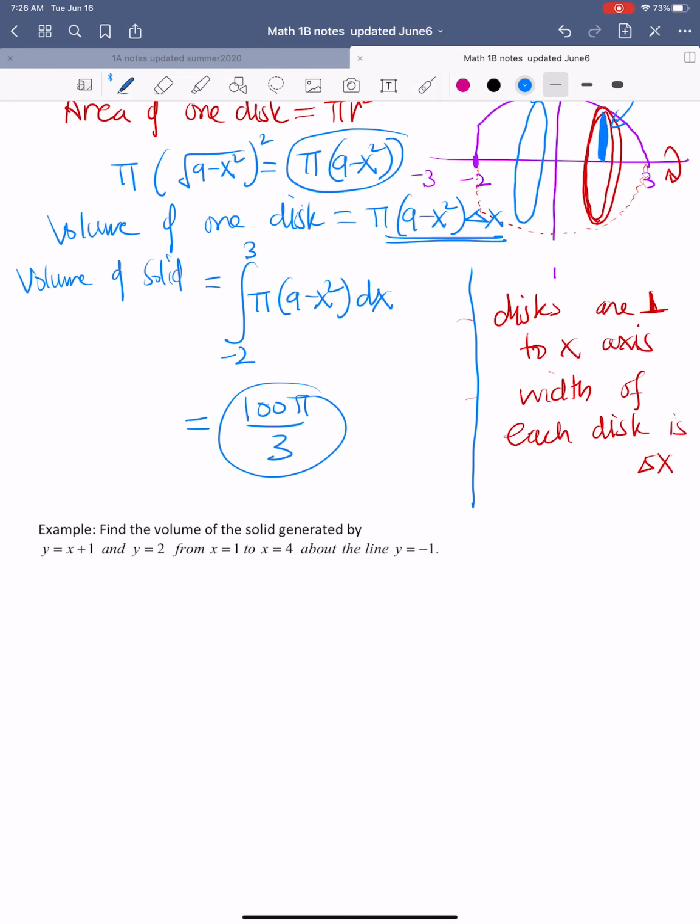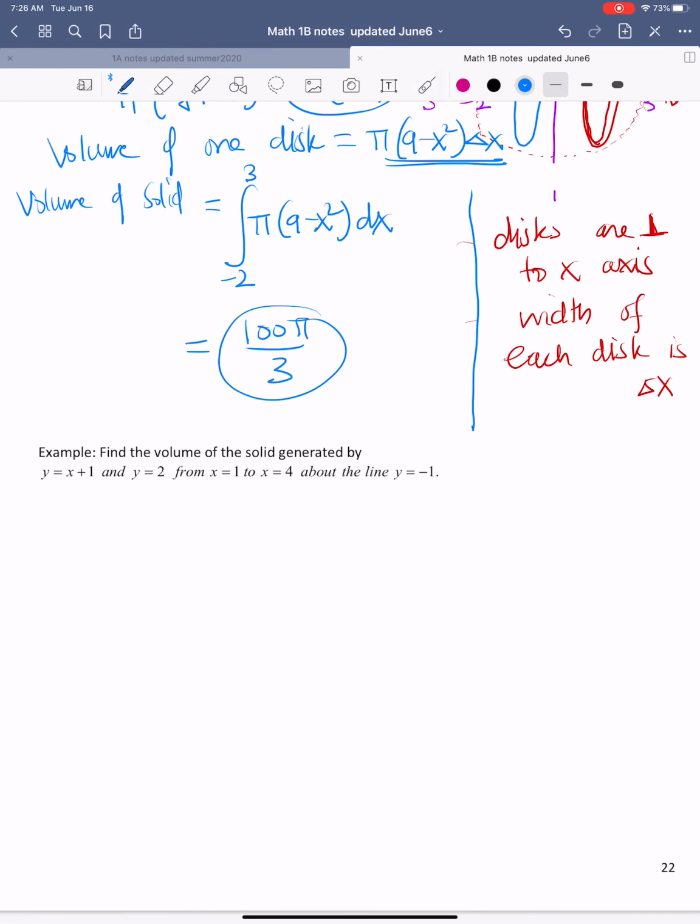Find the volume of the solid generated by y equals x plus 1 and y equals 2 from x equals 1 to x equals 4 about the line y equals negative 1. Wow, a lot given here. Okay, it's similar to the curve that was given earlier. So y is equal to x plus 1 and y equal to 2. That looks something like this. X plus 1 and this is y equal to 2, from x equals 1 to 4.